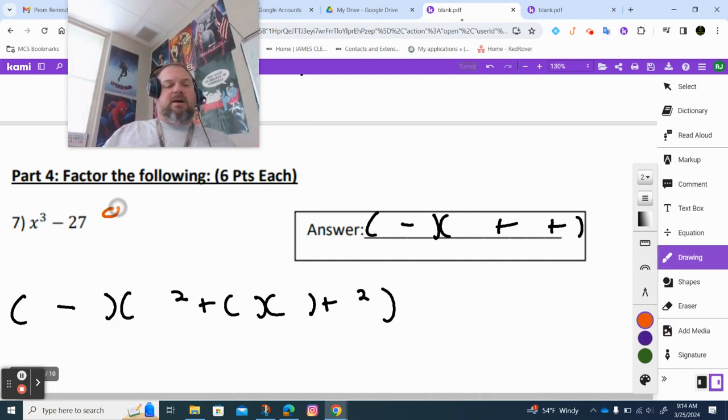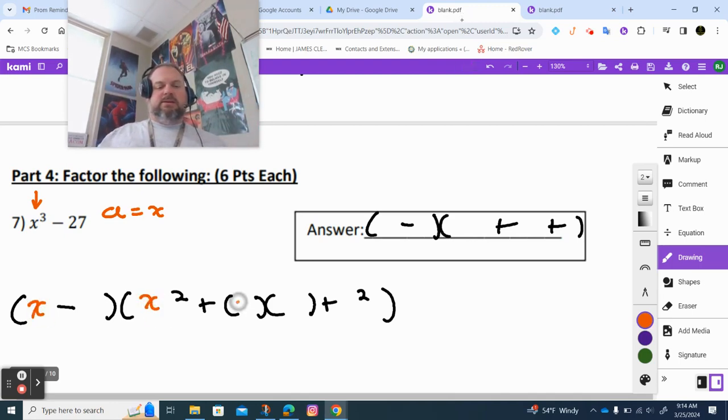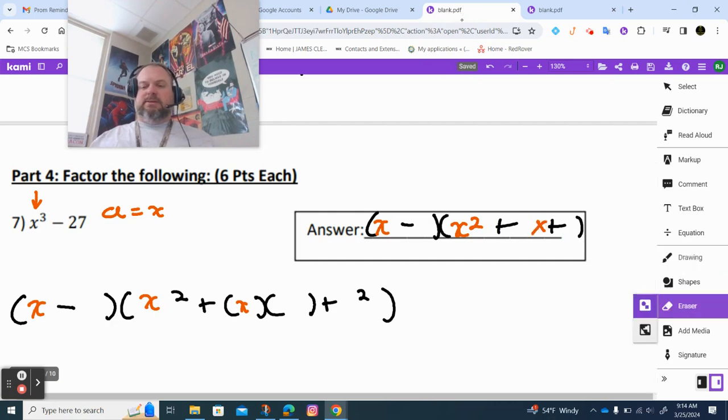All right. Our A term is going to be X. Okay. Because the cube root of X is X. So we plug in X, X, X. And then we clean it up. Well, this is X. This is X squared. And X goes here. Whoop, I need to make some room.